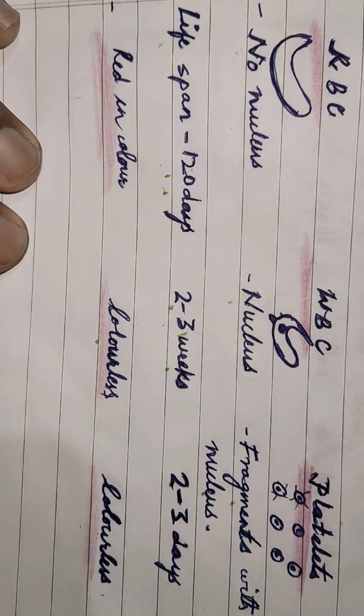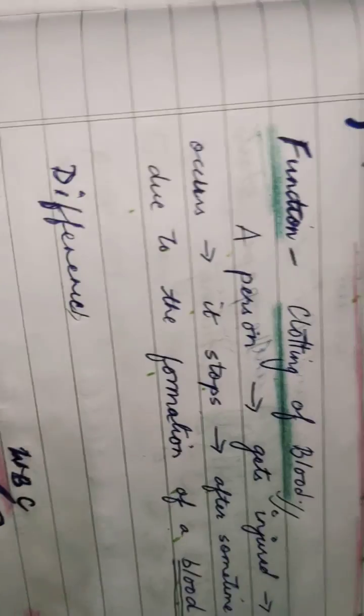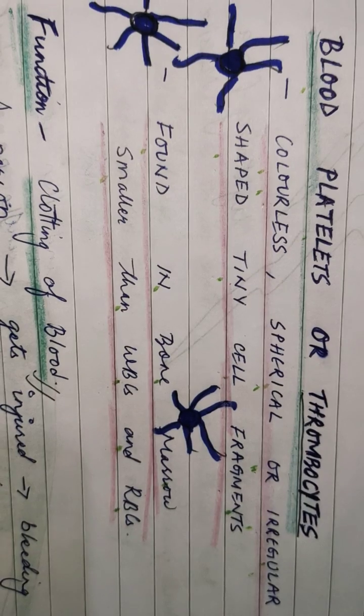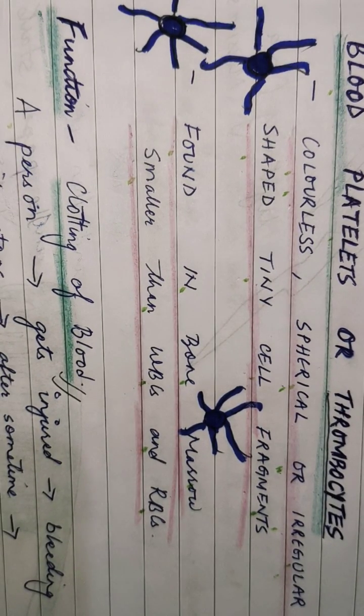So this is all we are going to learn today. So just remember, platelets: colorless, spherical and irregular shaped, found in bone marrow. Function is clotting of blood.